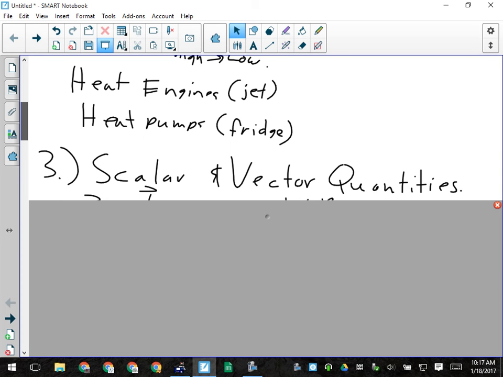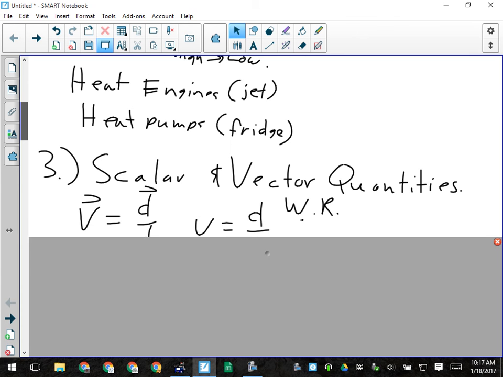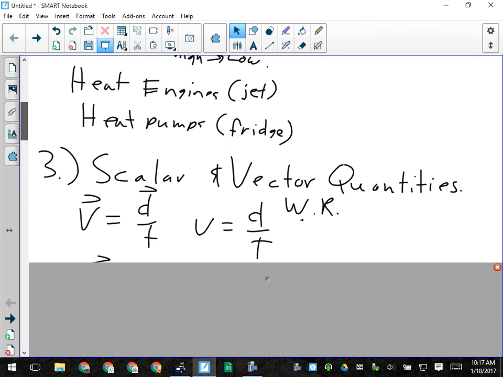Or if it's a V equals D over T question, which is what we addressed with this, okay, then you need to know whether you're using displacement to calculate velocity or whether you're using distance to calculate speed, because those will be different numbers. Okay? And that can be a problem if we're not familiar with which ones are scalar and which ones are vector.